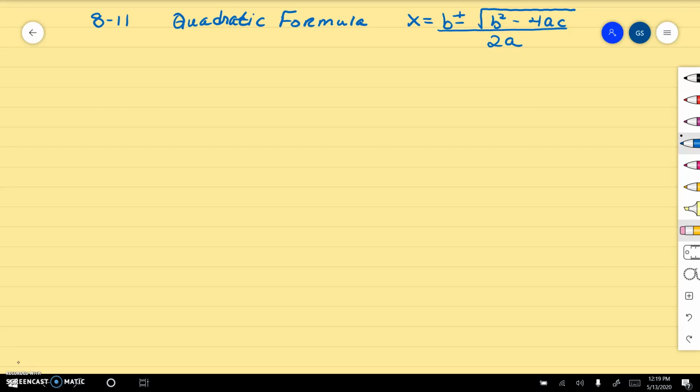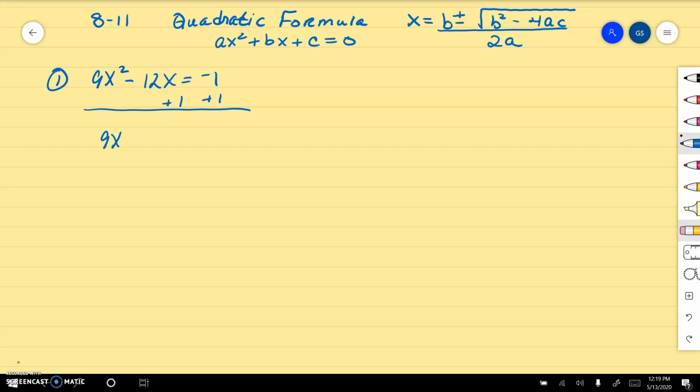Okay, so the first problem we're going to do is number 1, 9x squared minus 12x equals -1. If you remember, a quadratic equation is set up as ax squared plus bx plus c equals 0. Right now, we don't have this set equal to 0, so we're going to move the -1 by adding 1 to both sides. Now we get 9x squared minus 12x plus 1 equals 0.